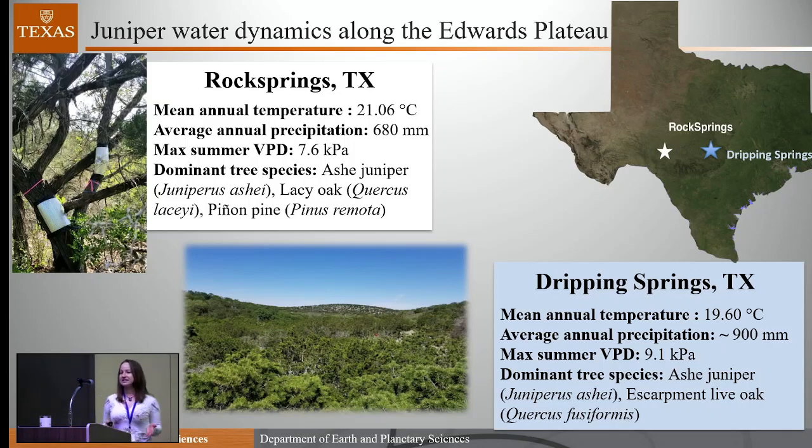So in Rock Springs, Texas, Rock Springs tends to be more arid than Dripping Springs. So Rock Springs is hotter and receives about 680 millimeters of precipitation each year, as compared to Dripping Springs, which receives about 900 millimeters. So our site out in Rock Springs has Juniperus ashei, lacy oak, and pinyon pine. It's a little higher elevation, and so those pinyon pine thrive out there. And in Dripping Springs, we've got our Juniperus ashei complemented with our Quercus fusiformis, escarpment live oak.